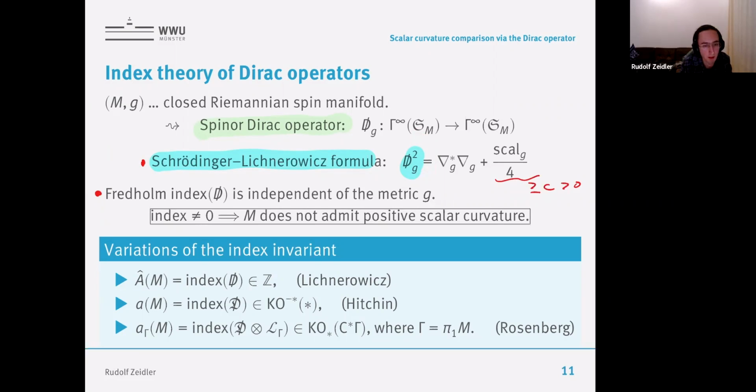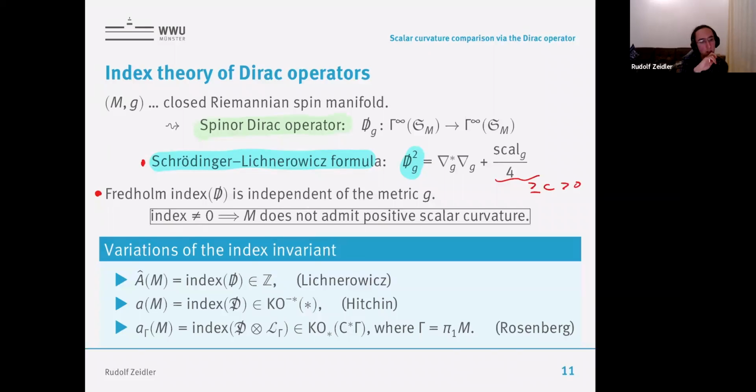There are many variations of this index invariant. The classical one, first used by Lichnerowicz together with the Atiyah-Singer index theorem to get positive scalar curvature obstructions, is just the basic index viewed as an integer. This can be computed by Atiyah-Singer, and it's the A-hat genus and some differential topological invariant. And that's an obstruction. Then this can be generalized to an invariant that lives in real K-theory of the point. This for scalar curvature was first used by Hitchin.